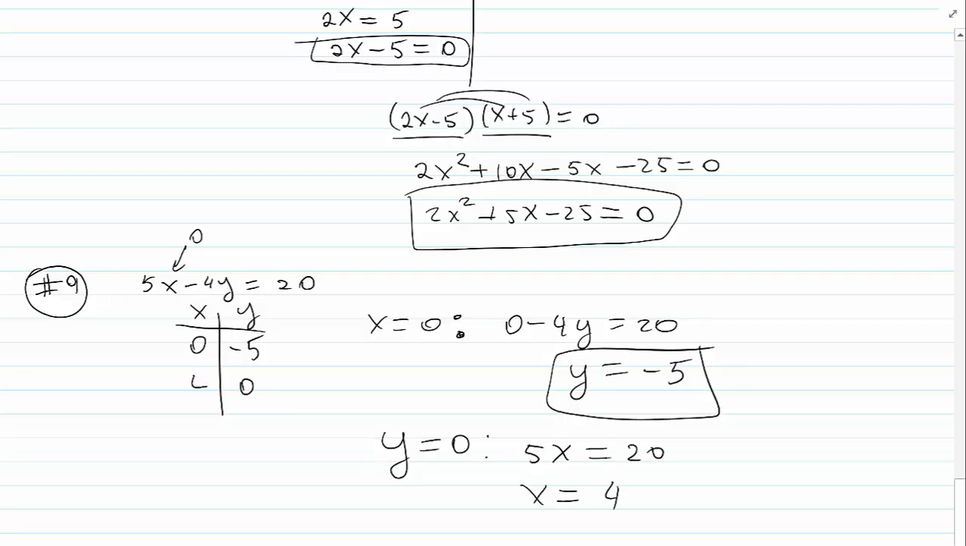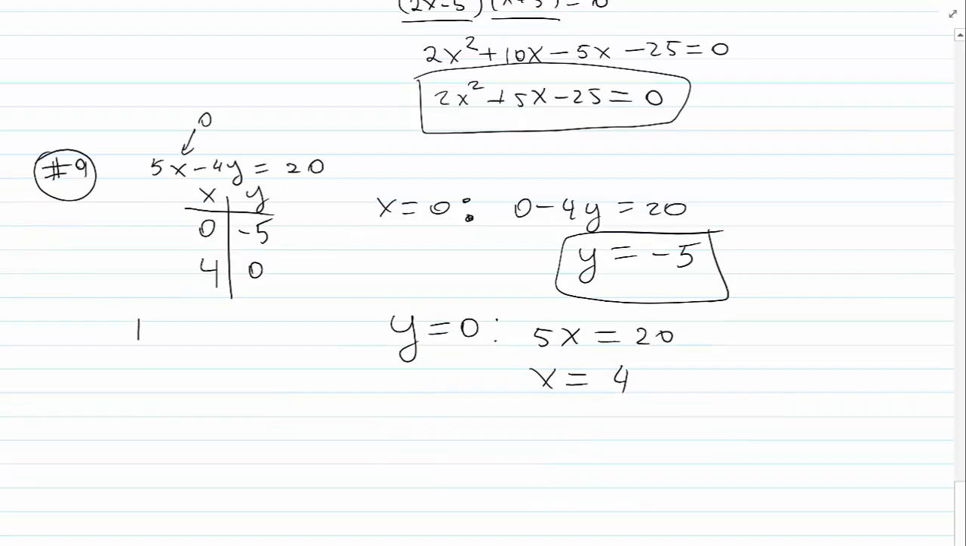These are like the best type of problems. Boom, find the two points, and then you quickly plot them. So you've got 0, negative 5: 1, 2, 3, 4, 5. And then 1, 2, 3, 4. And then we nicely connect them and extend it.